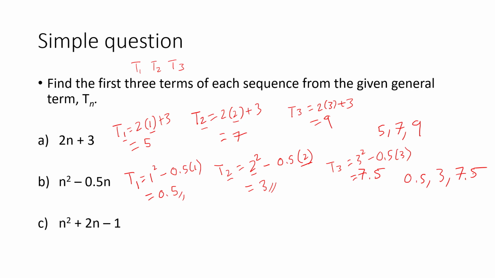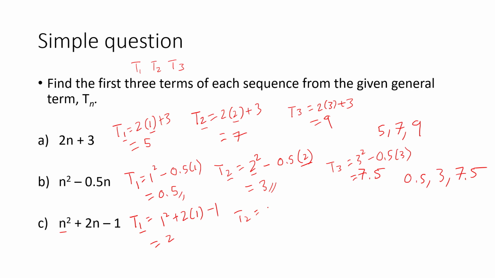Lastly, if you want to try this out, you can. Pause the video and try the question out. And when you are done, let's unpause and do this. So term 1 is equals to, n we change into 1 because this one is replacing the n. So I will have 1 squared plus 2 times 1 minus 1. So I will have 2.